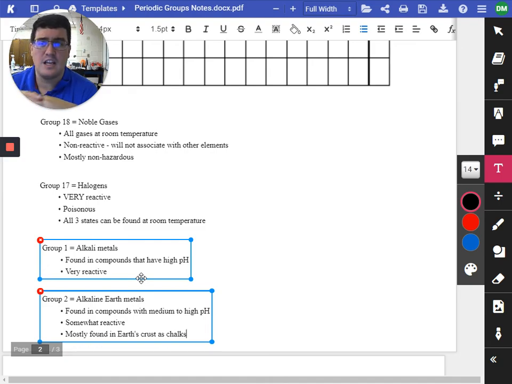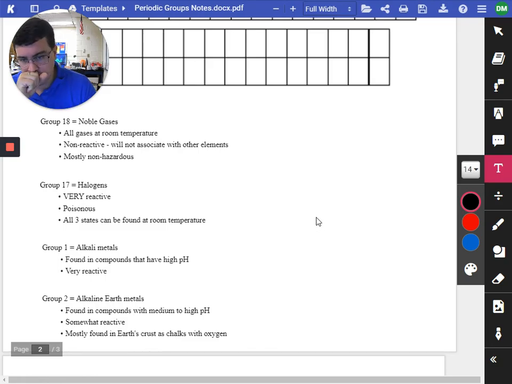But chalks are actually a class of compounds. They are all these kind of gritty, powdery substances. And this is where the first alkaline earth metals were found. They were actually found in chalks with oxygen. Most of them were found accompanying oxygen.